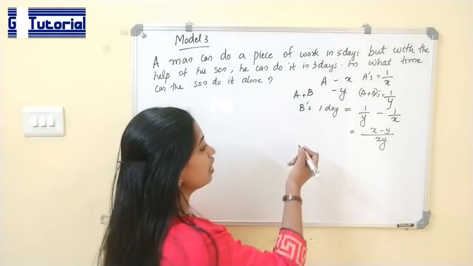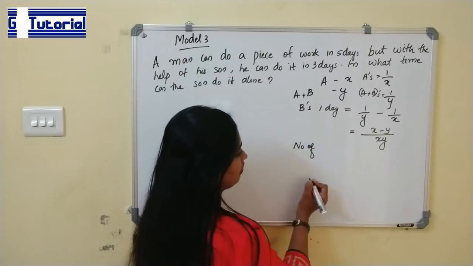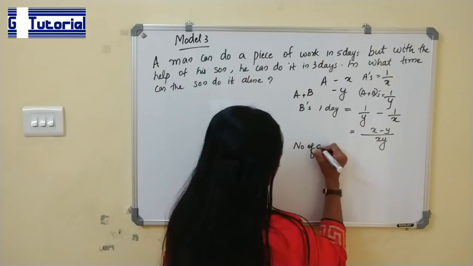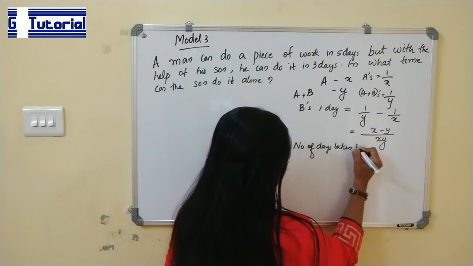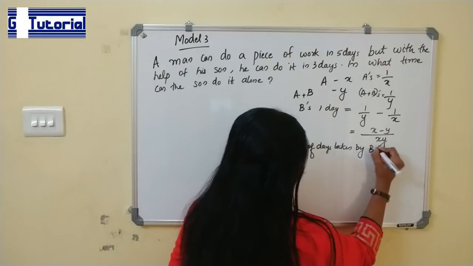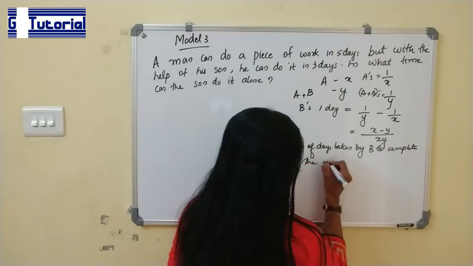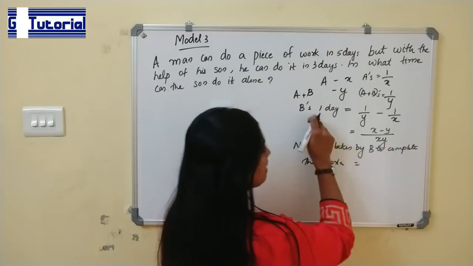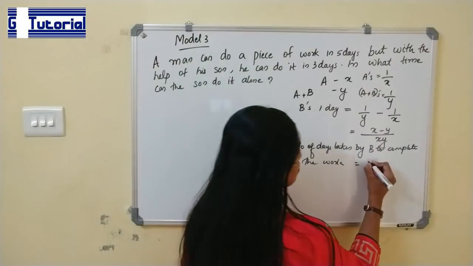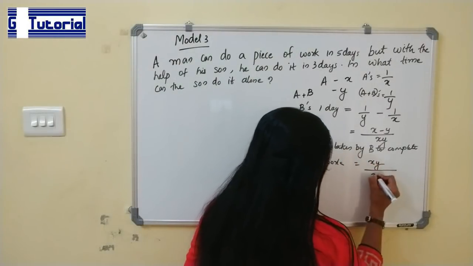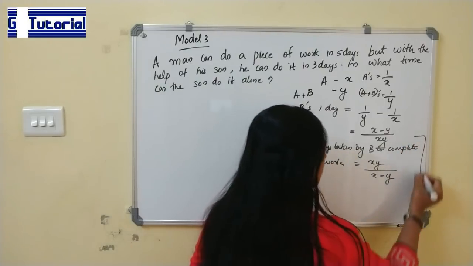We have to find in how many days B takes to complete the work. Number of days taken by B to complete the work is equal to the reciprocal of this. B's 1 day's work is this. So the reciprocal gives the number of days taken by B. So xy by x minus y. We just need to remember only this formula.